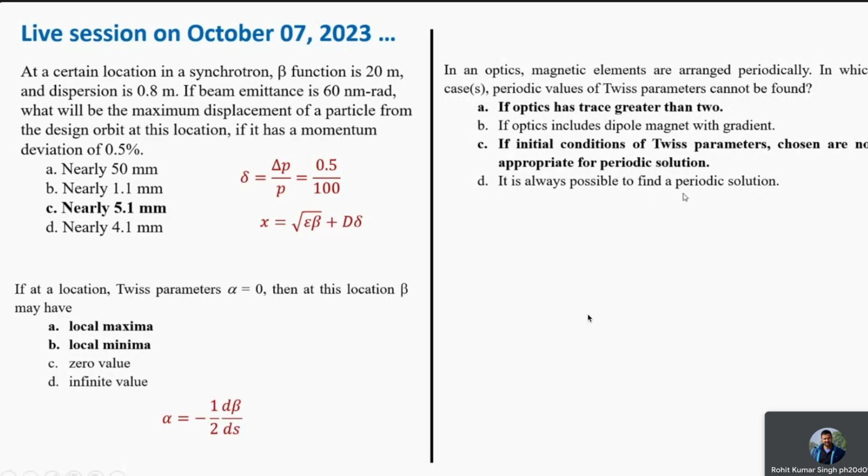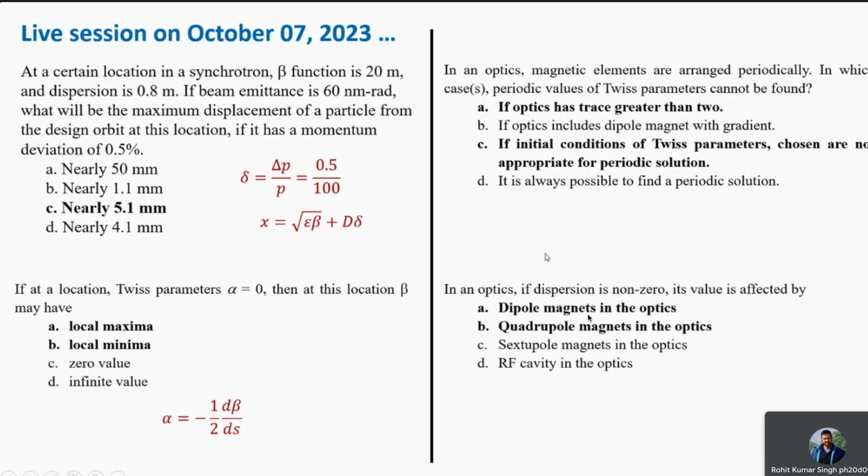And it is always possible to find a periodic solution? No, it is not correct. We have seen that in case of A and C, you will not get the periodic solution. So A and C, these two options are correct.